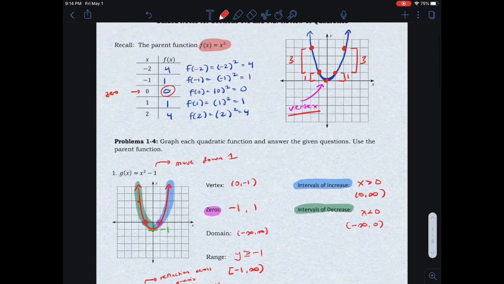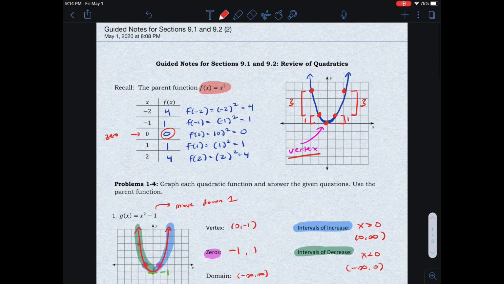All we're doing at the end of the day is taking this parent function, f of x equals x squared, and we're moving it around: we're reflecting it and we're translating it. So make sure you understand these concepts, and practice. If you have any questions, please let me know.